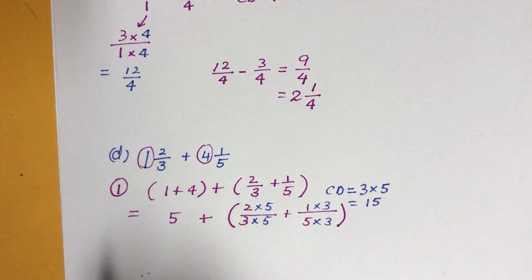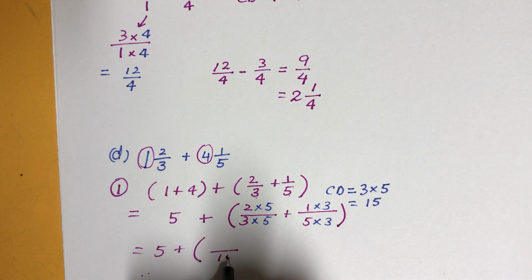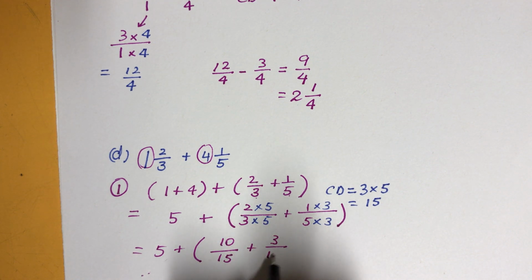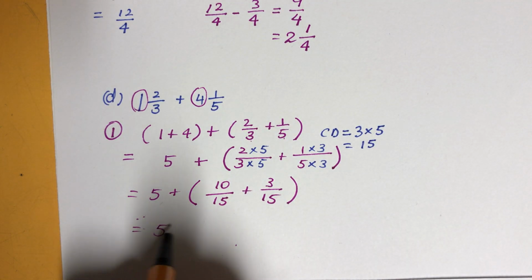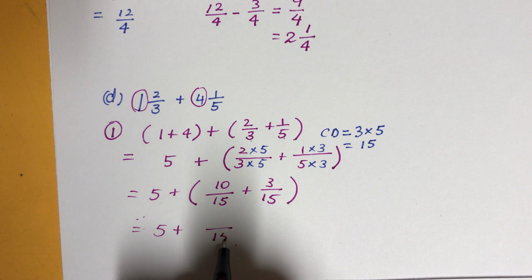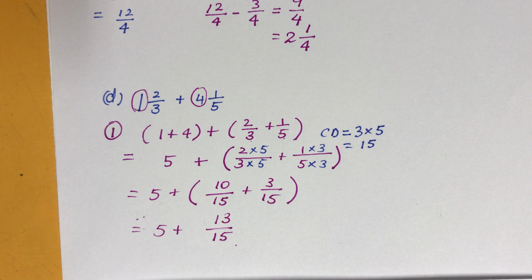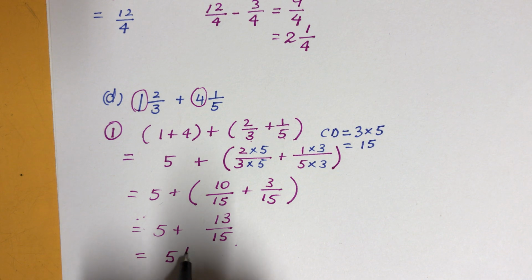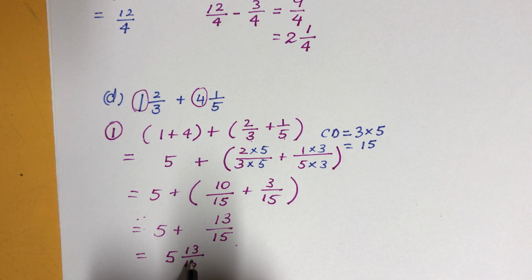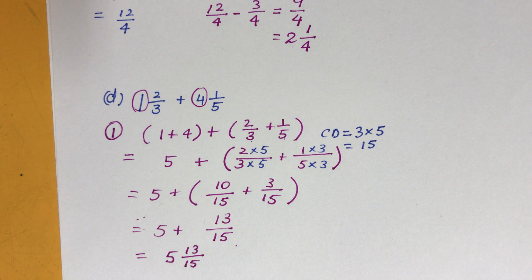And I'm going to close it. So I still have 5 here, and let's see if I can tighten it up a little bit. So I'll get 15 on the bottom, 10 on the top, 3 on the top, 15 on the bottom. Okay, so 5 plus 10 plus 3 over 15, 13 over 15. So the answer for this expression is 5, 13 over 15. So the answer is 5 and 13 over 15.